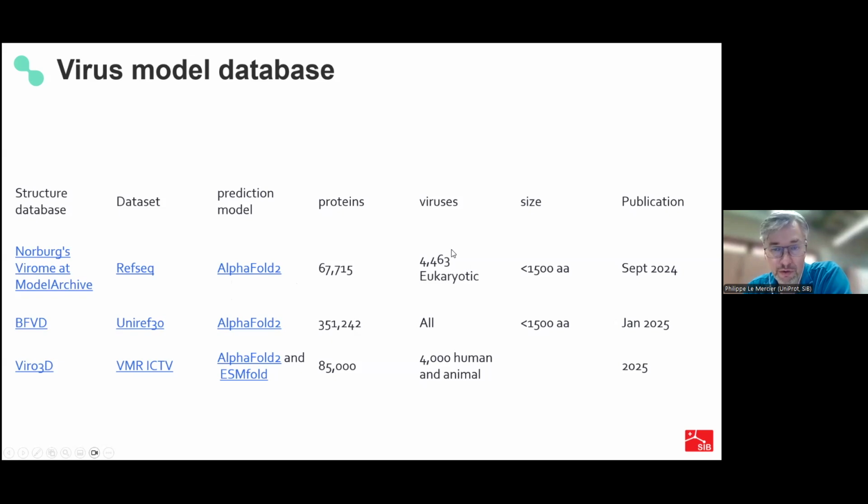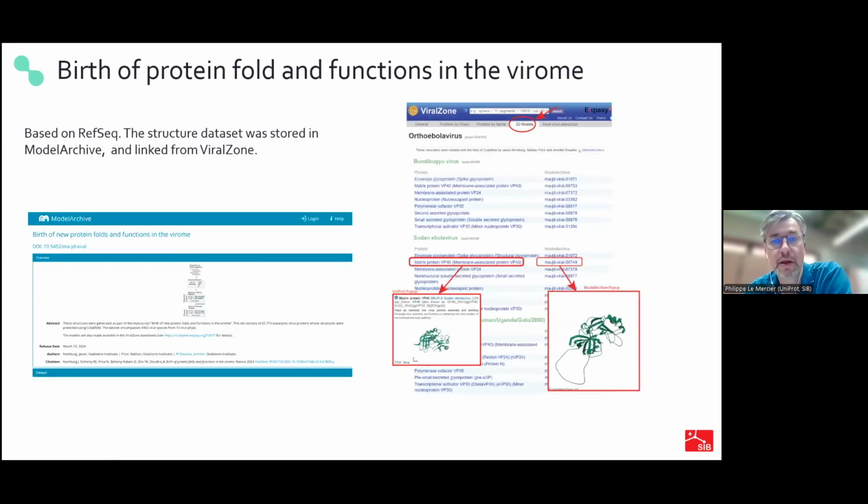So these are for eukaryotic viruses. And the most recent one, released in December 2024, not yet published, is Vero3D, which is based on ICTV sequences of exemplar viruses. And this is human and animal.